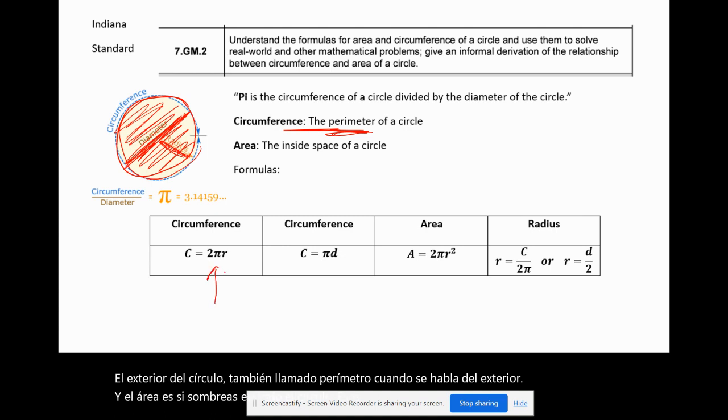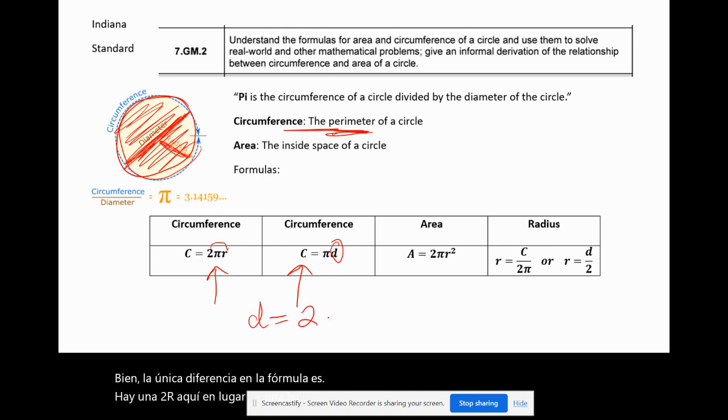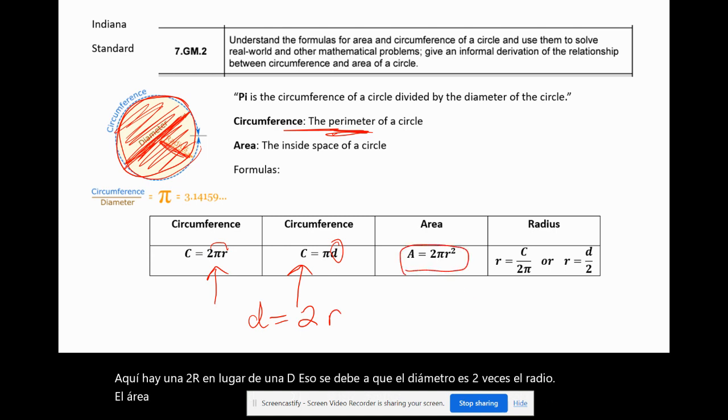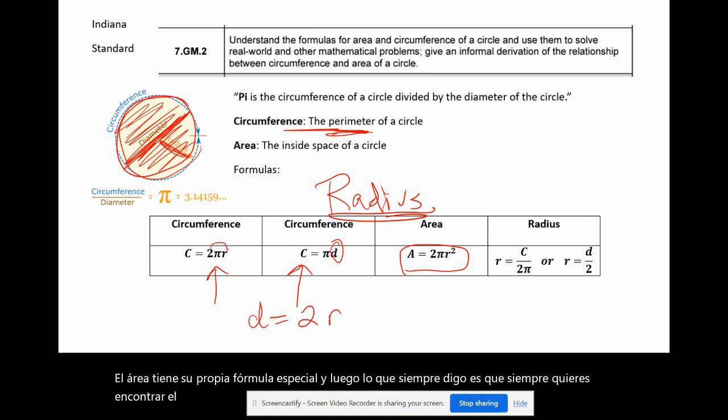We have formulas. We have two formulas for the circumference. Okay, the only difference in the formula is there's a 2r here instead of a d. That's because the diameter is 2 times the radius. Area has its own special formula. And then the thing I always say is that you always want to find the radius, no matter what you're doing. If you find the radius, you can find the circumference or the area. And you can use those formulas.